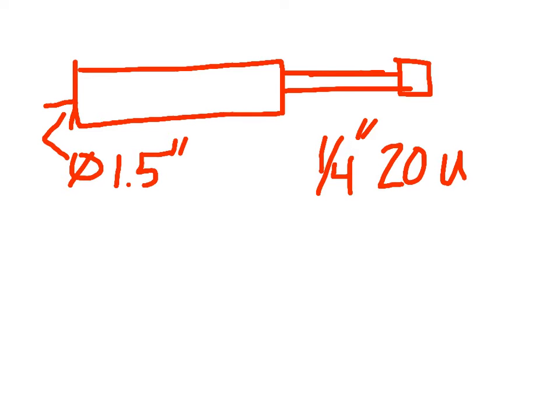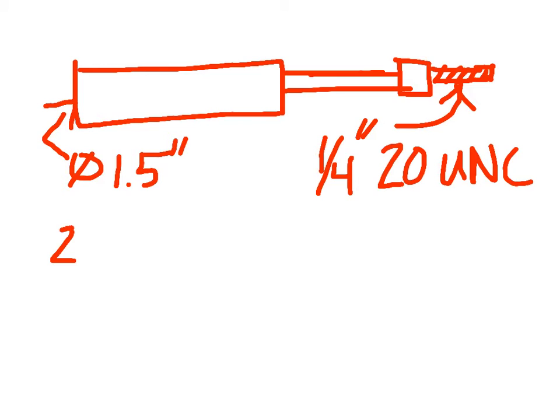And then UNC stands for Unified Coarse Thread, and that talks about the type of thread that would be on the bolt that is getting installed. So what this quarter tells us is really that's going to be the diameter of the bolt or the mechanical fastener that's going to be installed. So keep that in mind as you move forward.